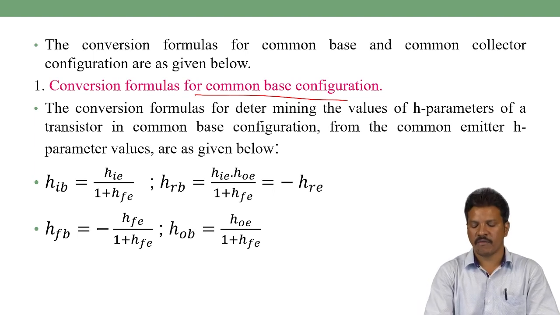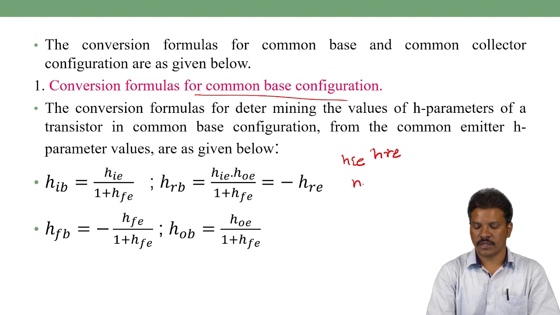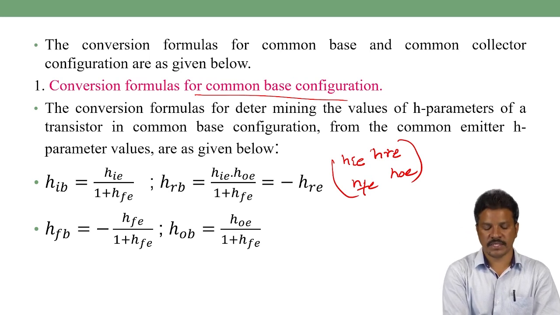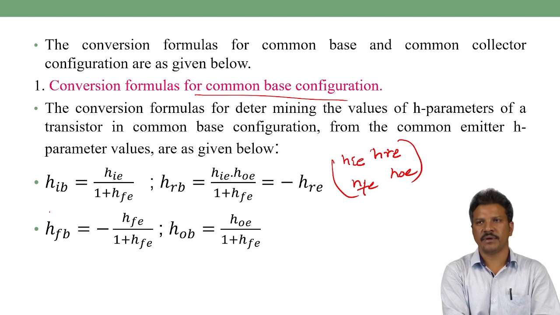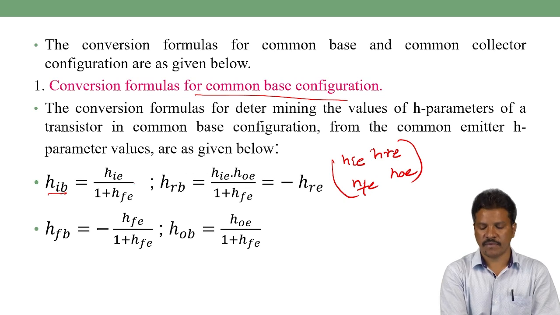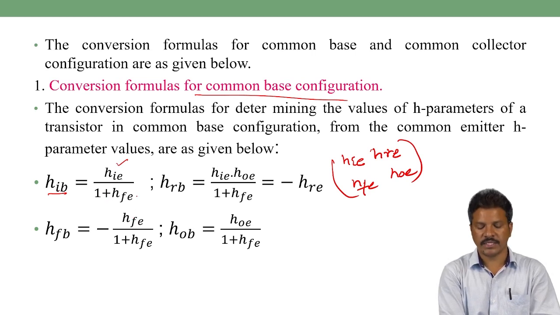The common emitter H parameter values are HIE, HRE, HFE, and HOE. These are the common emitter configuration parameters. So when we want to find out common base, which is represented with the second subscript small b, what is HIB? HIB in terms of common emitter configuration is equal to HIE divided by 1 plus HFE. So all the terms have the common denominator 1 plus HFE.